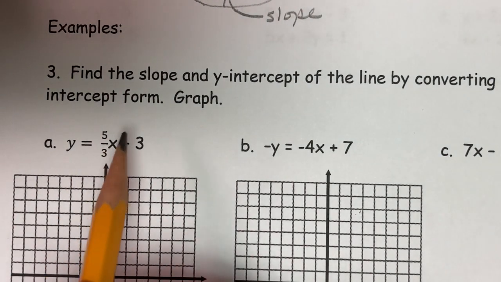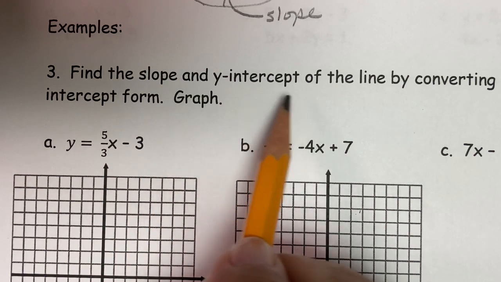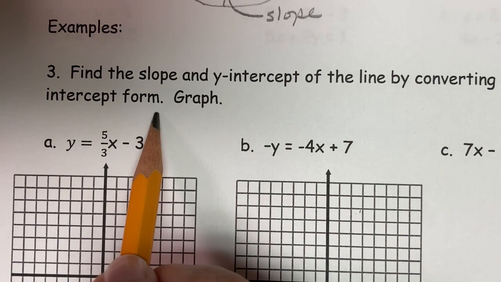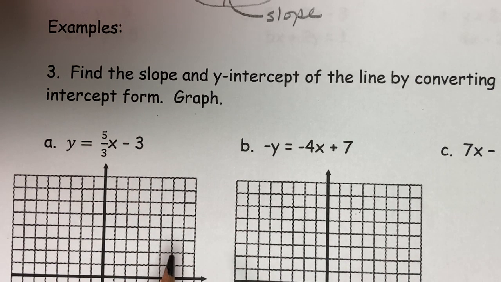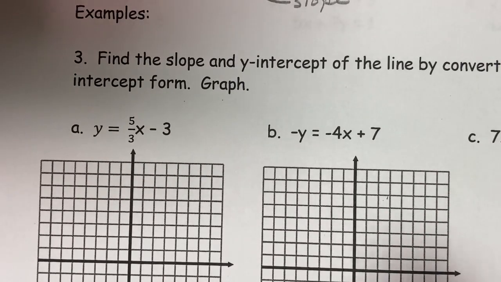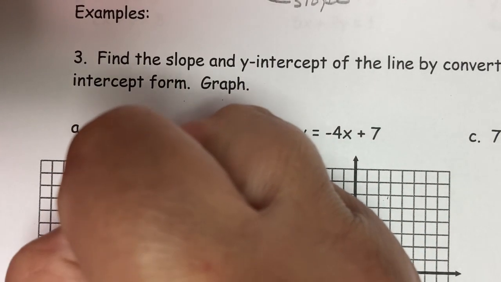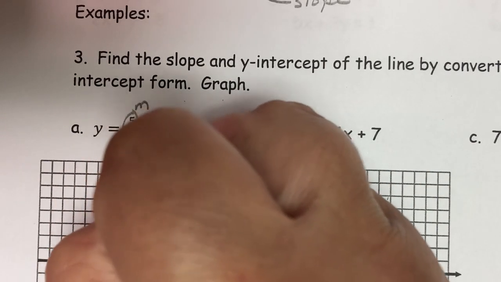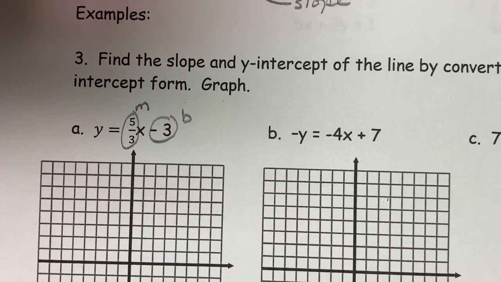So notice number 3 says find the slope and the y-intercept of the line by converting the line to slope-intercept form, and then we're going to graph it. Well, I hope we can agree that for A, it's already in slope-intercept form. The slope is 5/3, and the y-intercept is -3.